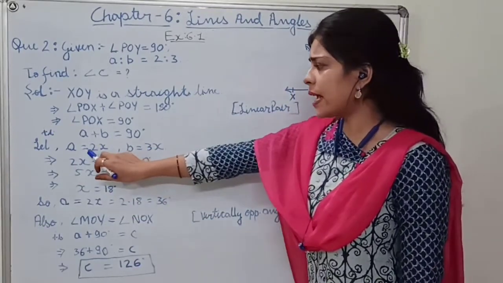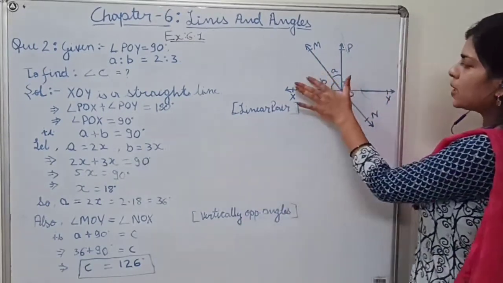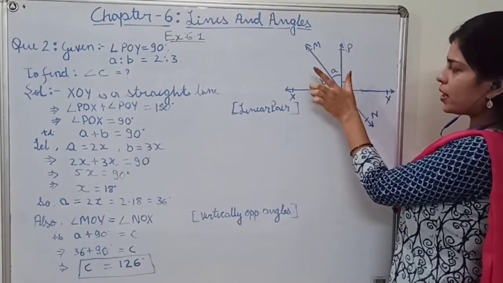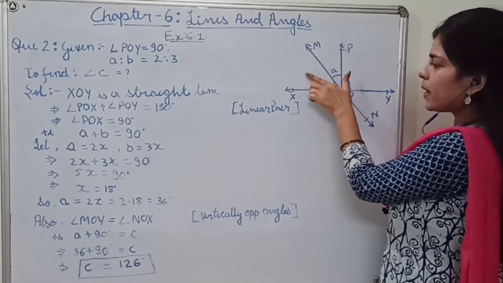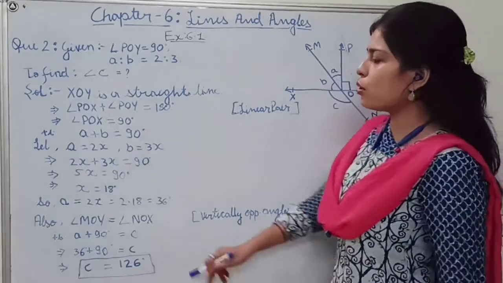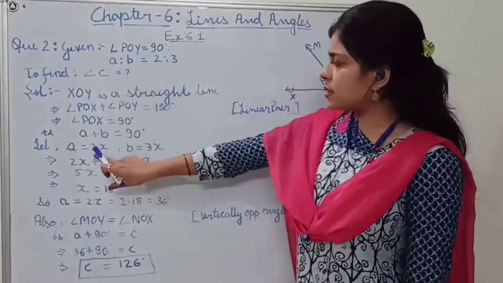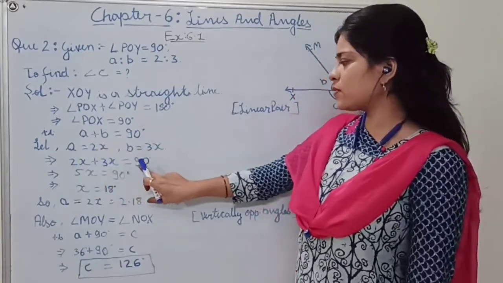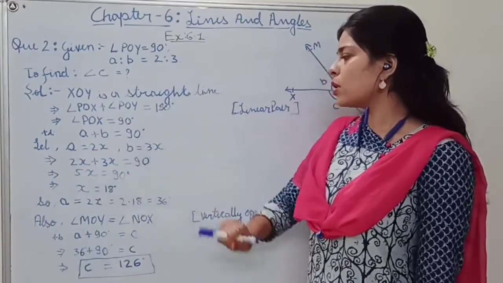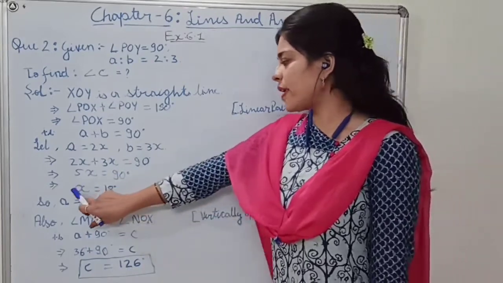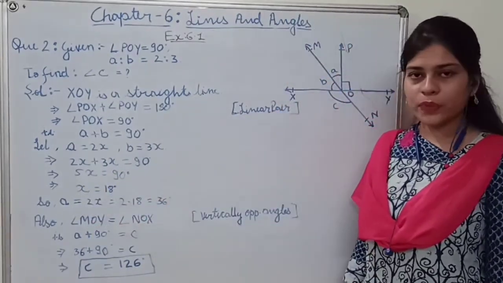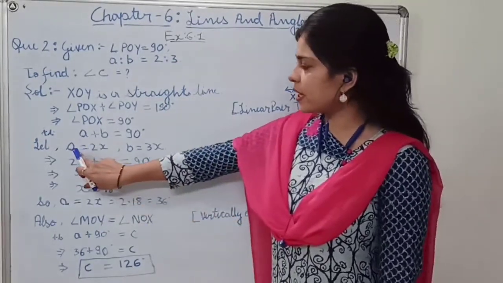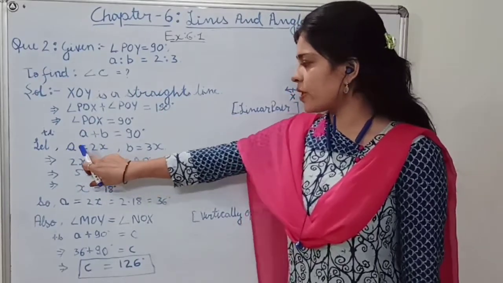Here there are 2 parts for angle A and 3 parts for angle B, so the total parts are 5. The sum of the two angles A and B is 90 degrees. So if A is 2x and B is 3x, then 2x plus 3x is 90 degrees. 5x equals 90, so the value of x will be 18 degrees. After getting the value of x, we can find the measures of A and B.